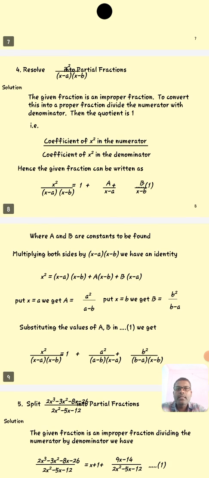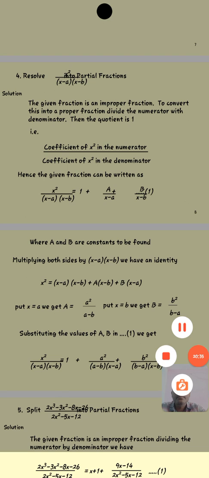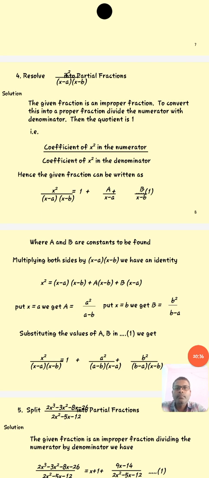Okay, now we see the number fourth problem. Resolve into partial fraction x square divided by x minus a into x minus b. The given fraction is an improper fraction. You observe here x square divided by x minus a into x minus b. The numerator degree and denominator degree are both equal. You observe.